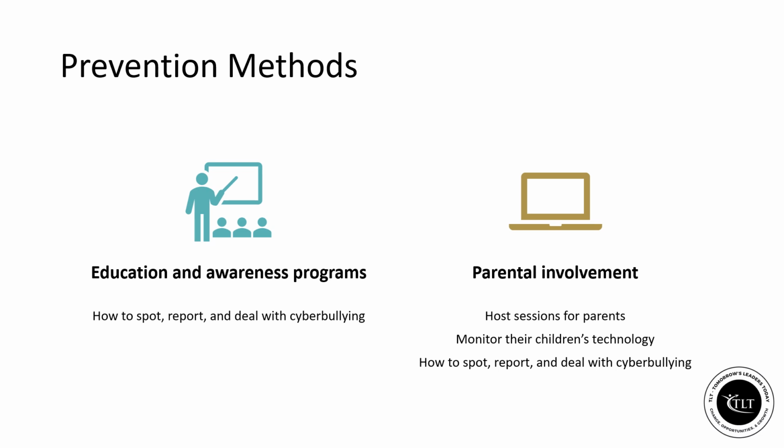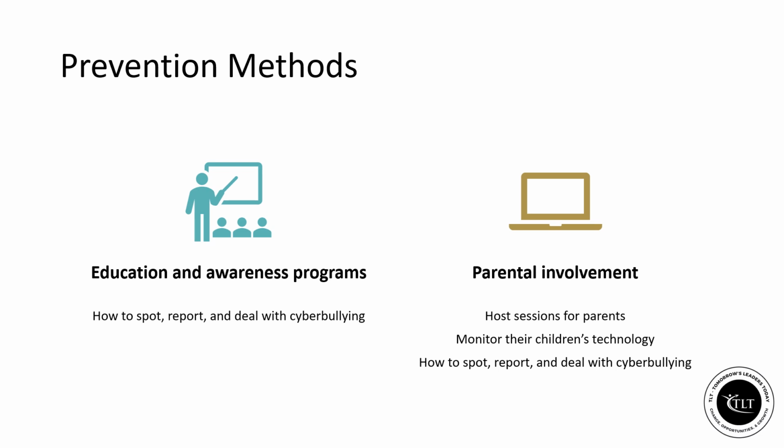One of the most effective ways to prevent cyberbullying is through education and awareness programs. Schools can implement workshops where students learn about cybersecurity, how to stay safe online, and how to spot, report, and deal with cyberbullying. For instance, a program can be introduced where students participate in interactive sessions and role-playing scenarios to understand the impact of cyberbullying and the importance of responsible online behavior.